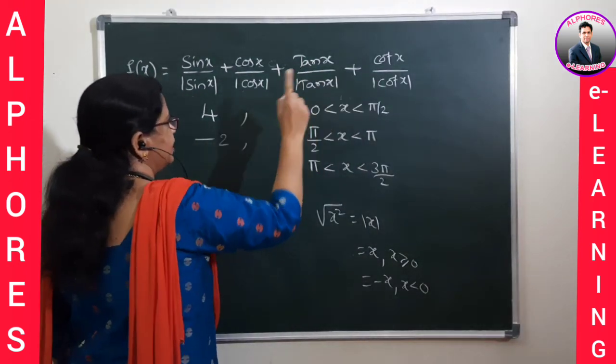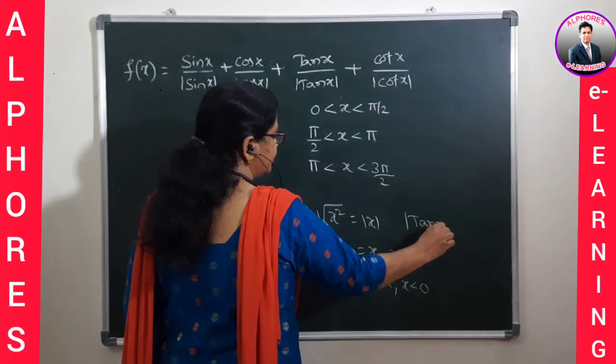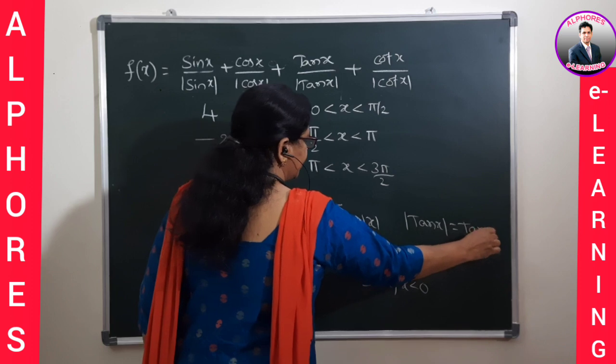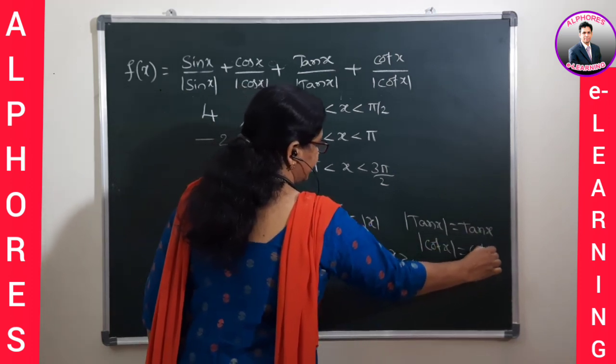Both these values are positive here. Therefore, mod of tan x is equal to how much, students? It is equal to tan x. At the same time, mod of cot x is equal to how much? It is cot x. Okay.